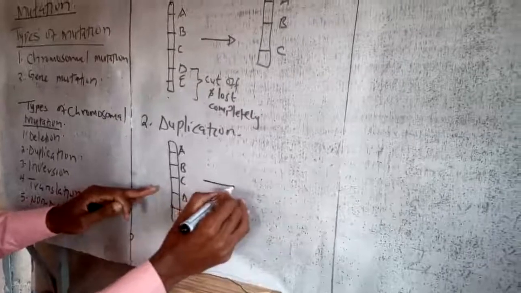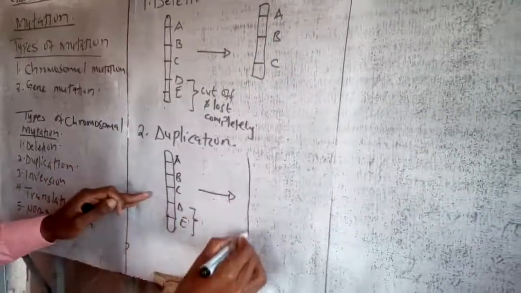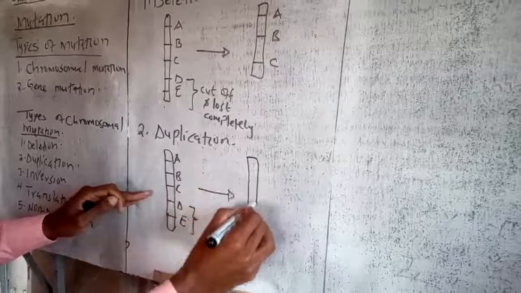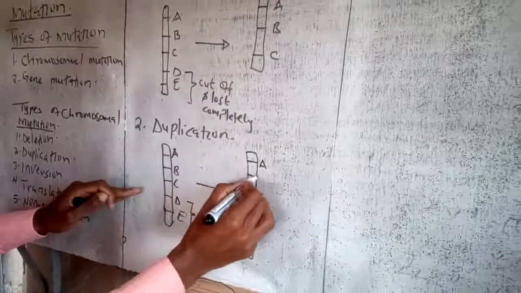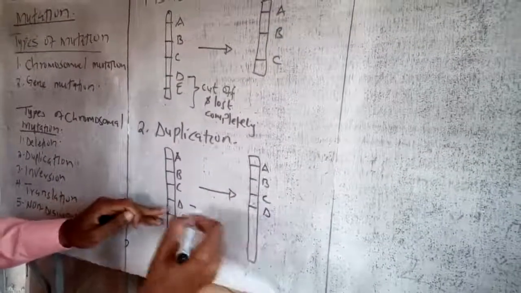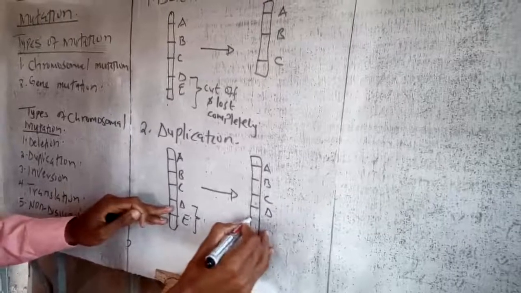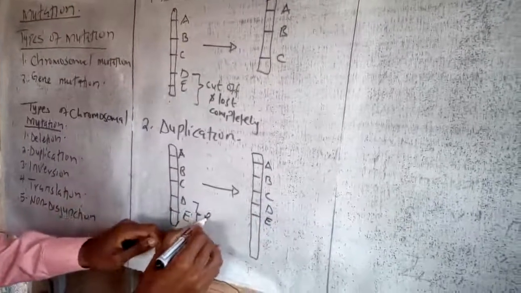And therefore, in the resulting new chromatid, we will be having the genes arranged as A, B, C, D, and also DE. The DE part replicates.